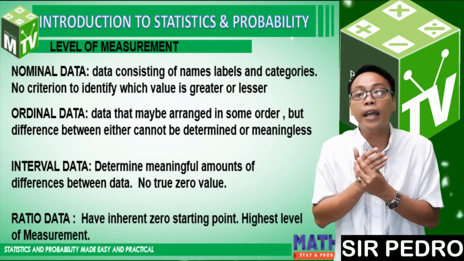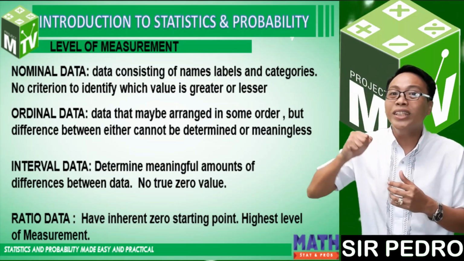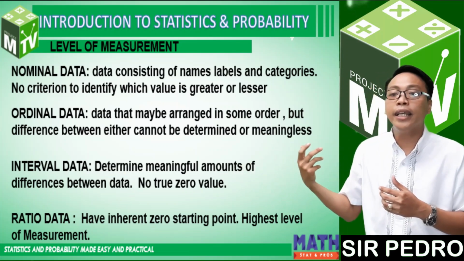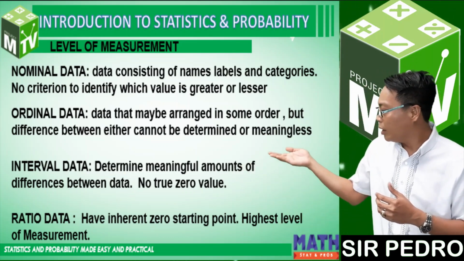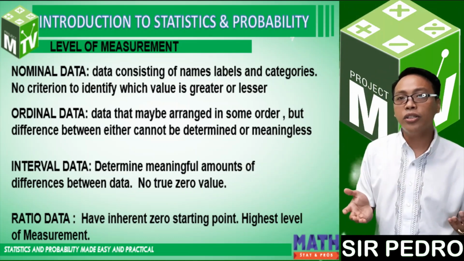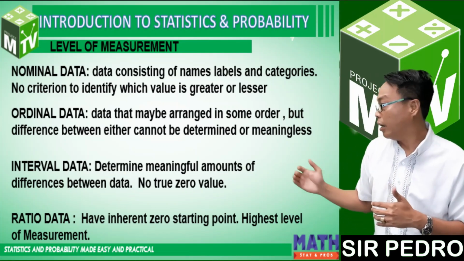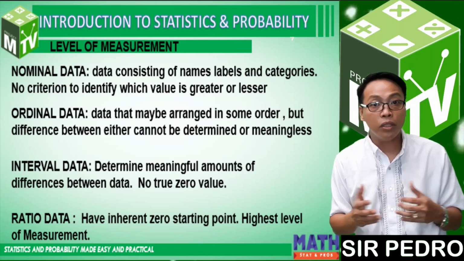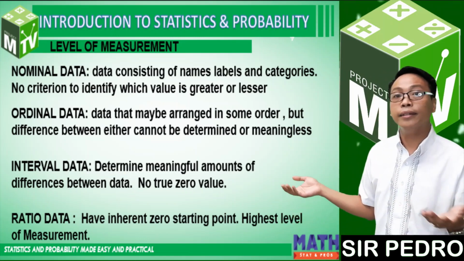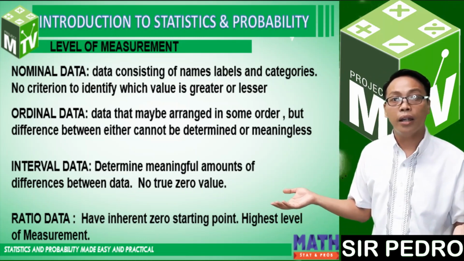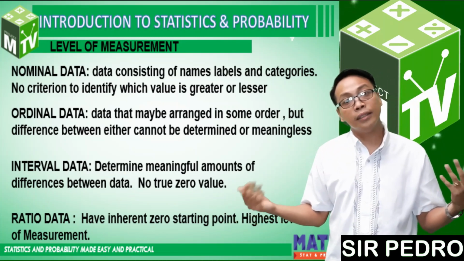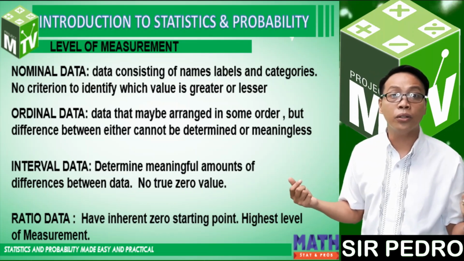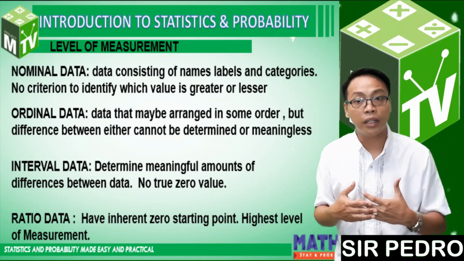For ratio data, these are data which have inherent zero starting point. Age, zero age, you're not yet born. Weight, zero. Maybe you did not put anything there. Height, zero. Number of cell phones, zero. You don't have any cell phones in your home. And so on and so forth. Ratio data.